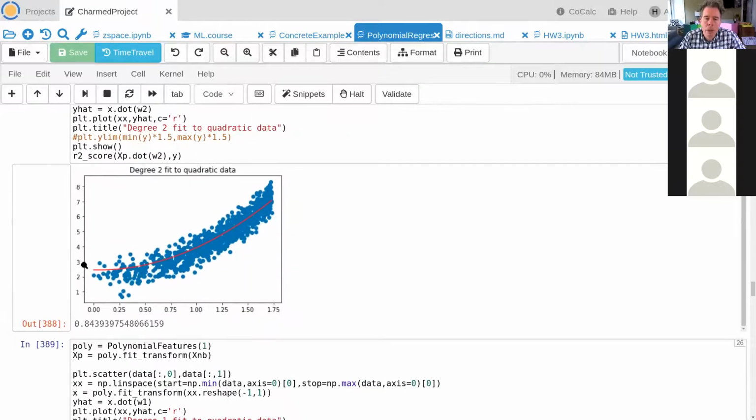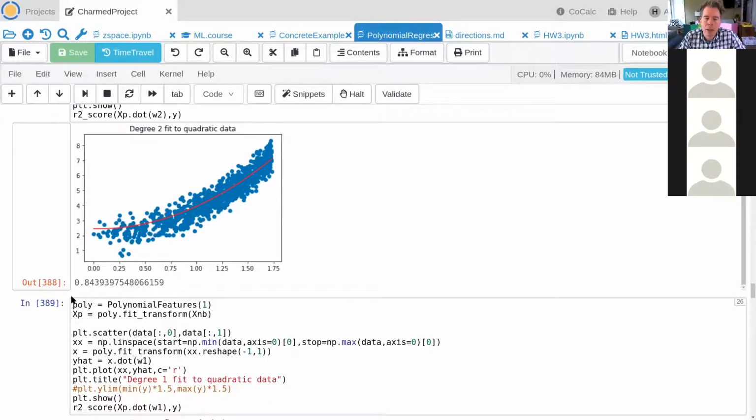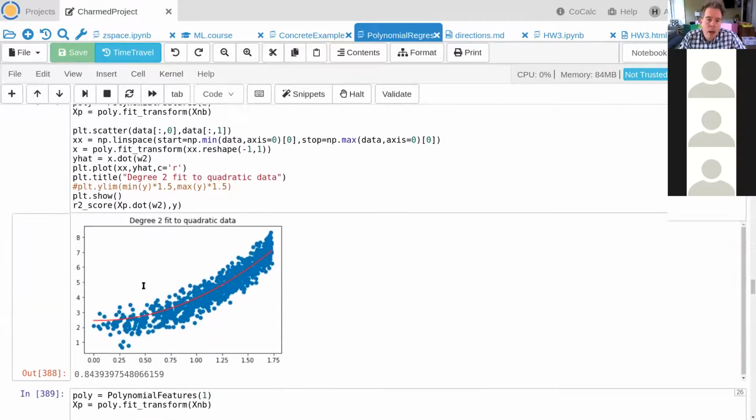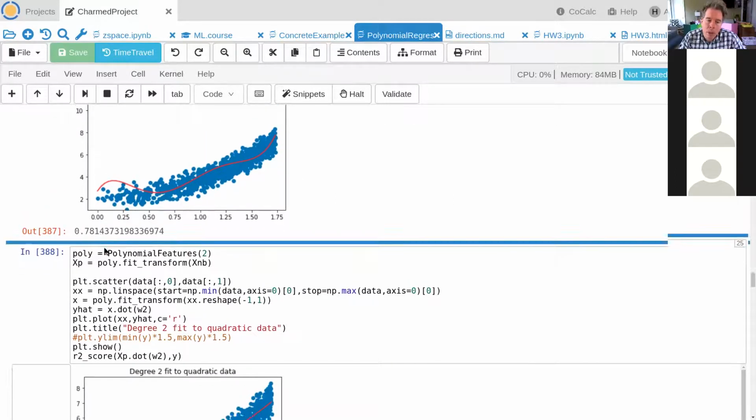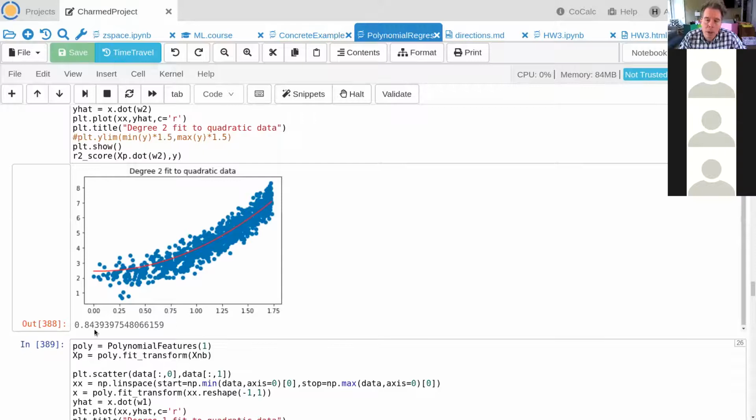And here's the quadratic fit. And I think the in-sample error was like 0.88, and now the out-of-sample error is 0.84. So those are pretty similar. Also notice that that R2 score is the best. So, you know, an R2 score being close to 1 is good. So this one is the best one.